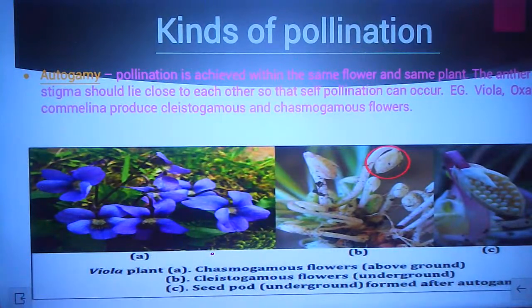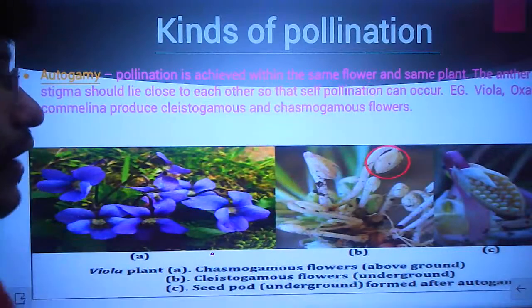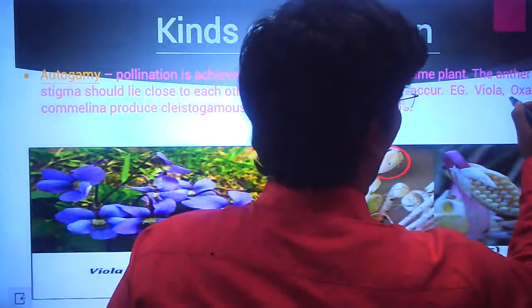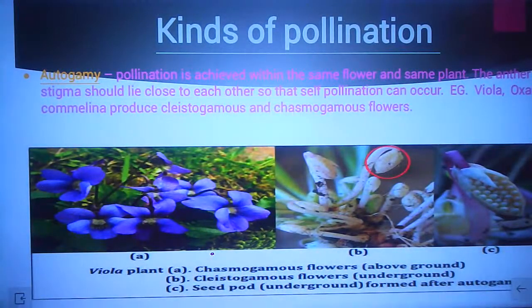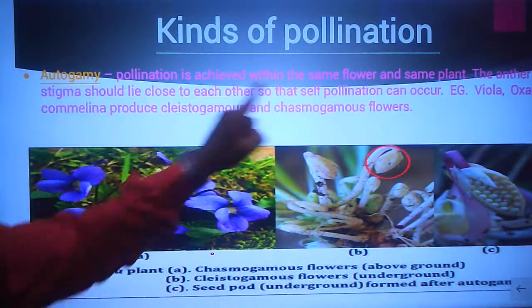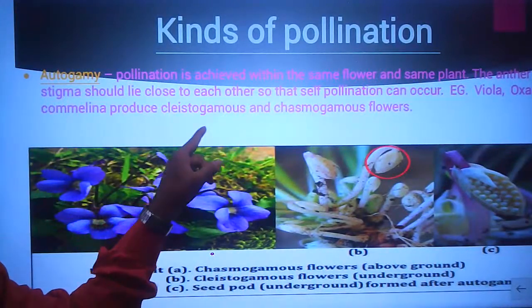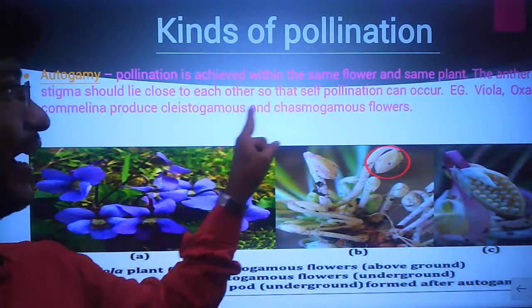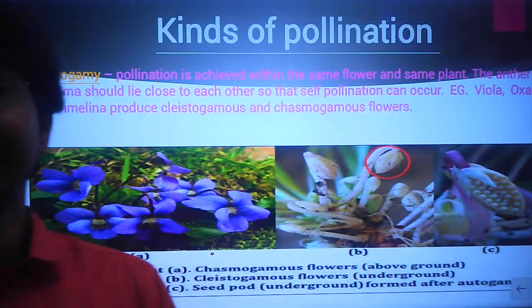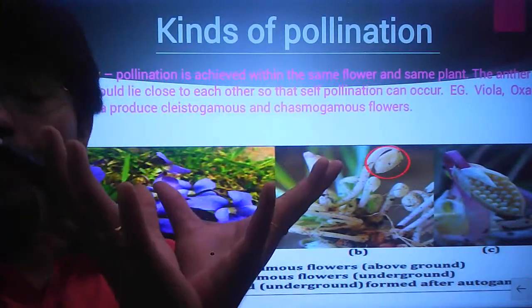For an example of this type of autogamy, you could see viola. Sometimes they'll ask for an example, right? You can take viola as an example. Viola, oxalis, Comelina. So these are some of the examples. Sometimes they ask you to identify which among the following is autogamy. Viola, oxalis, Comelina, which produce both cleistogamous and chasmogamous flowers. So we might be asked what is cleistogamous and chasmogamous. Cleistogamous is the closed flower, and chasmogamous is the open flower, right?